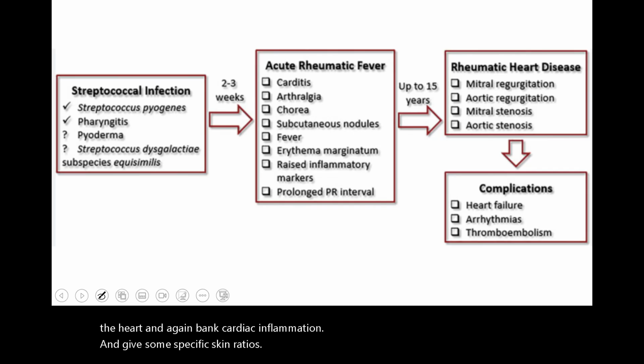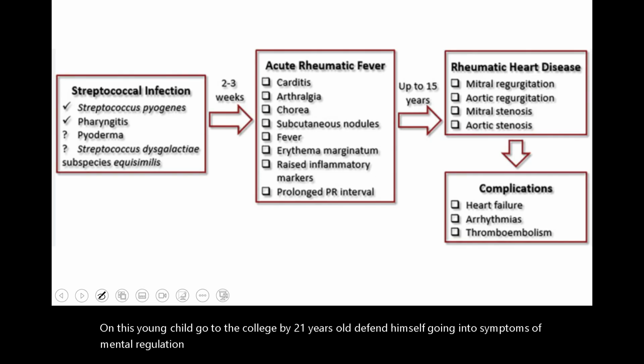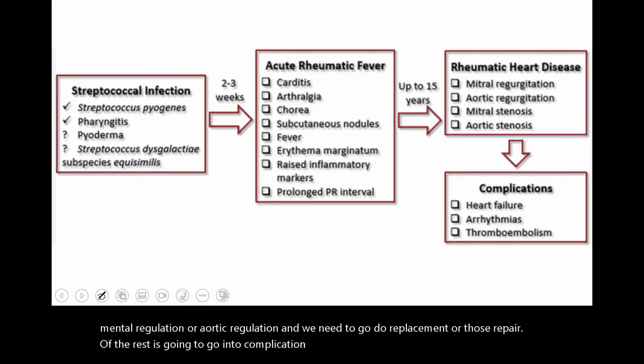So things go unnoticed for like 15 years. When this young child goes to college by 21 years old, he finds himself going into symptoms of mitral regurgitation or aortic regurgitation, and he needs to do replacement or repair. Otherwise, it's going to go into complications, which are going to be heart failure, arrhythmia, and thrombus. We're going to see why all this can happen.